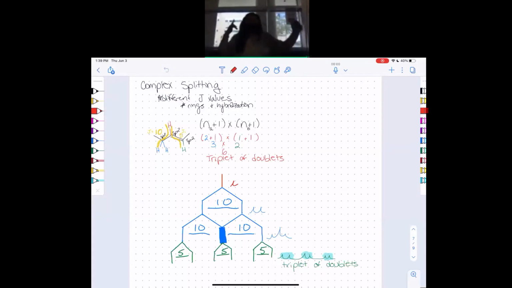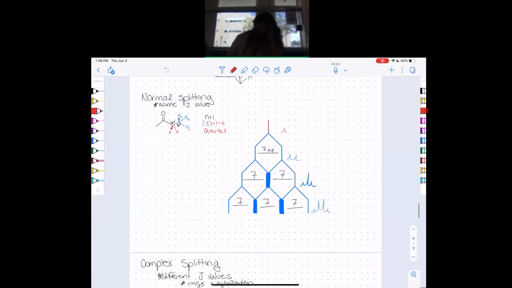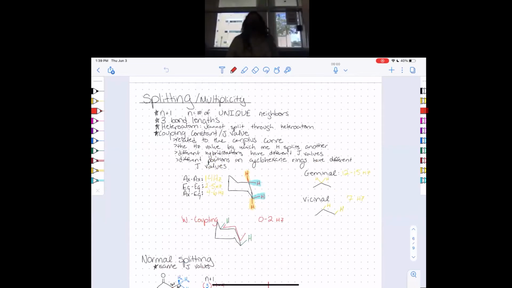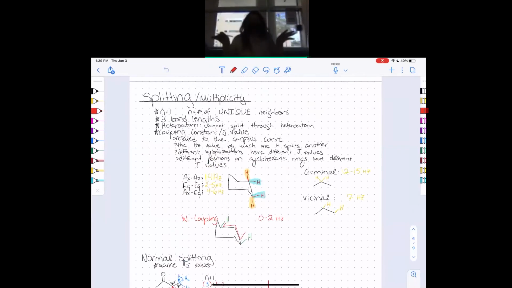So, to review what we did in the last session, like an hour ago, we learned about the difference between complex and normal splitting. And just in case anyone wasn't there, I will super quickly recap. Splitting is when one signal is split into different peaks by other hydrogens. We have the n+1 rule, the 3 bond lengths rule, and the heteroatom rule. Essentially, we cannot split through a heteroatom, and a heteroatom is anything besides a hydrogen or a carbon. So an oxygen, nitrogen, sulfur, things like that.